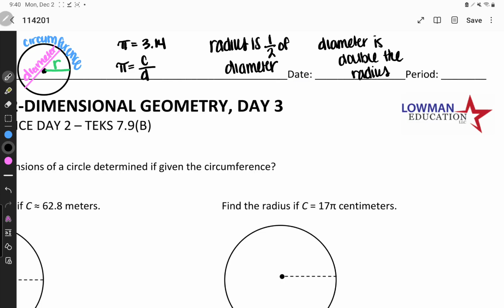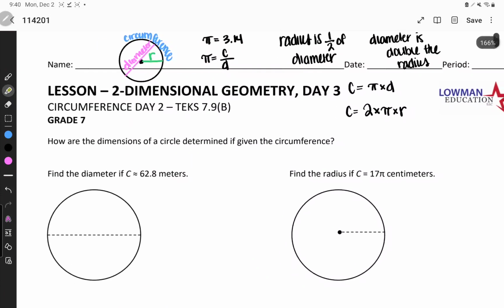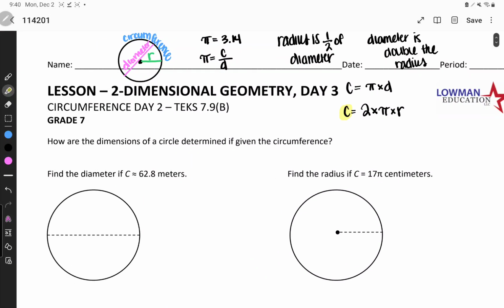Now, yesterday we talked about circumference. We know that circumference equals pi times diameter. And we also learned that circumference equals 2 times pi times radius. Today, we're going to work backwards. We're going to talk about if we're given the circumference, what do we do?